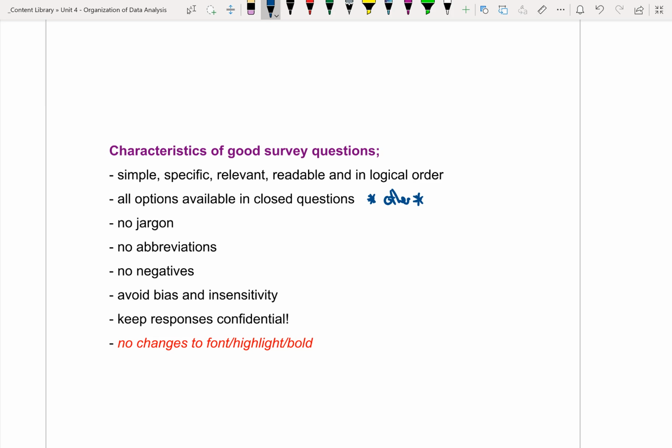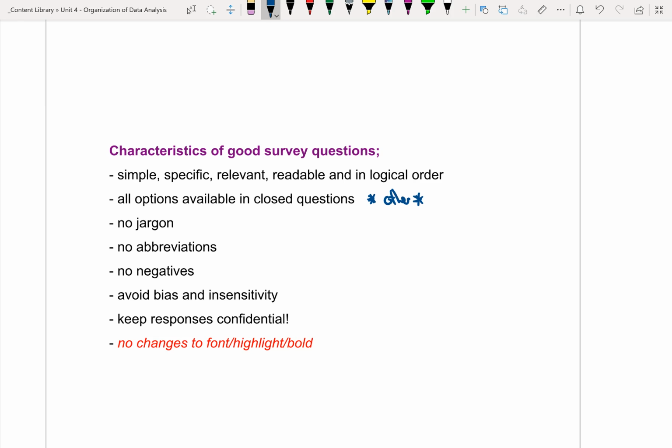You don't want to try to persuade the respondent to respond in a certain way. And that kind of goes into the next one, where you are trying to avoid bias and insensitivity. So you want to make your questions general. You want to get the respondents' true beliefs, true opinion, without trying to sway them in a certain way, because that can cause some questioning in the validity of your survey.